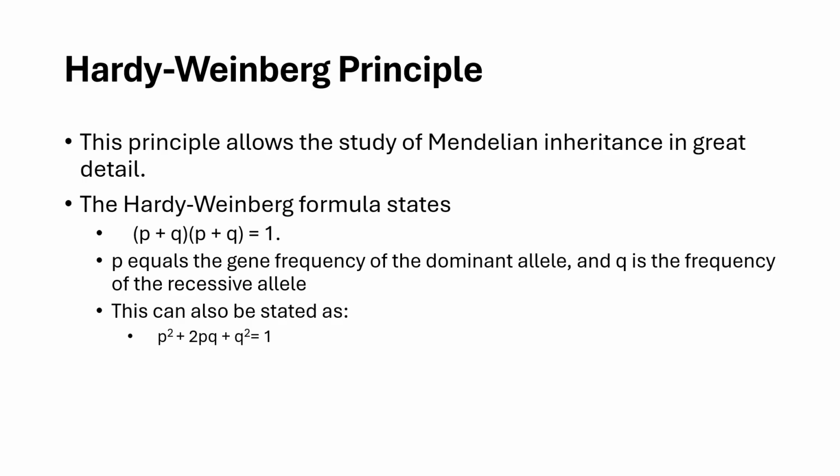The Hardy-Weinberg formula is expressed as (p + q)(p + q) = 1. P equals the gene frequency of the dominant allele, and q is the frequency of the recessive allele.